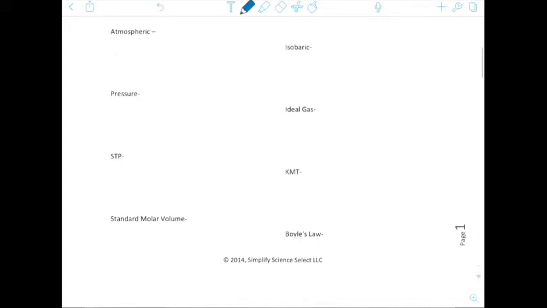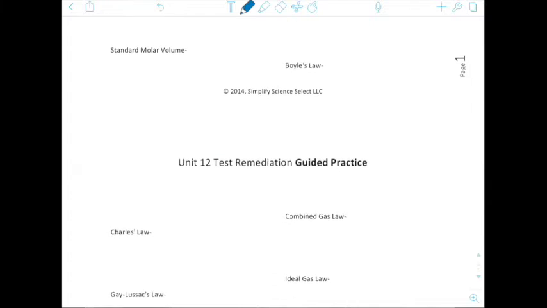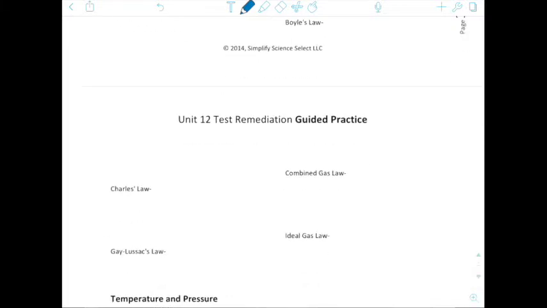Boyle's law is an isothermal condition of a gas where the volume and pressure are inversely proportional. Charles's law is an isobaric condition of a gas where the volume and temperature are directly proportional. Gay-Lussac's law is an isochoric condition of a gas where the pressure and temperature are directly proportional.